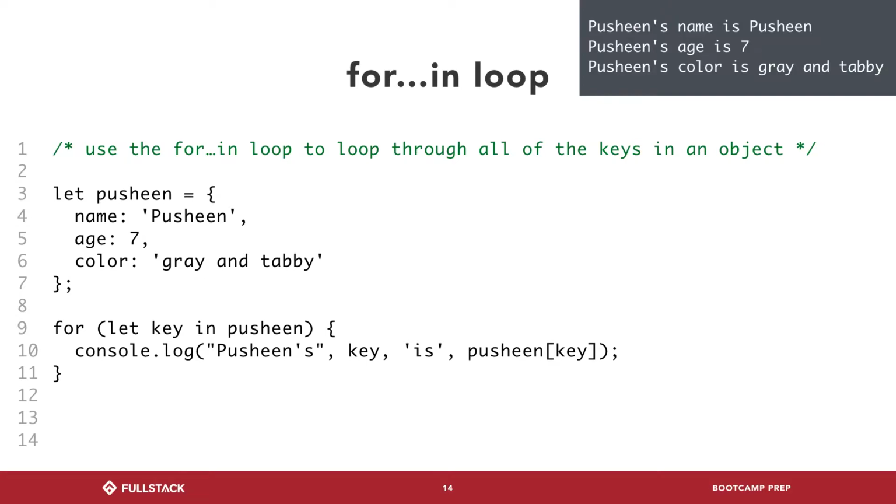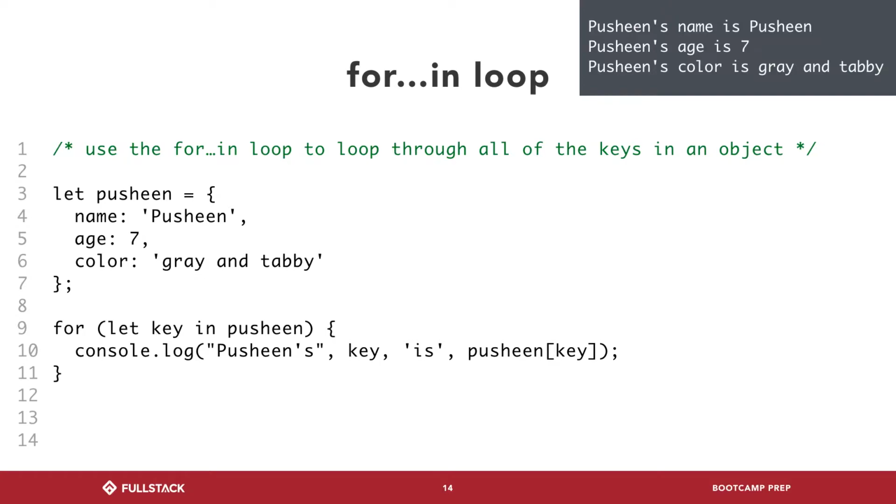A variable, right? Key is just a variable, so we can call this whatever we want. We can call it Julia, we can call it John, whatever we want. So key is super flexible. That's just the name of the variable. We can use anything we want there as long as it's not a reserved word. Okay. In is not flexible. We have to use in, right?